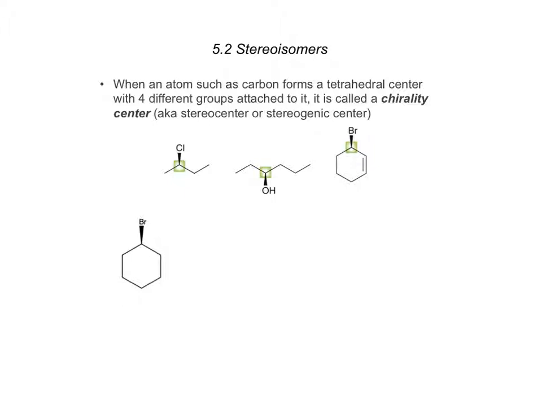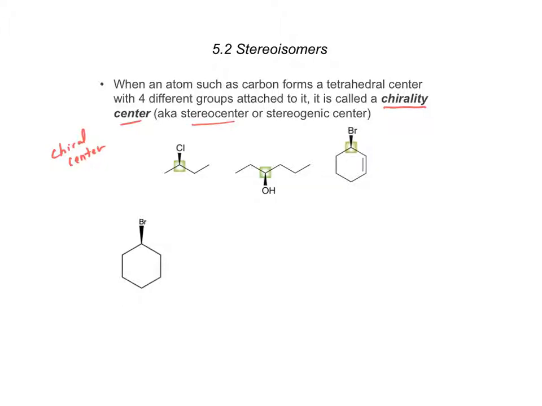Now, when we do have an sp3 hybridized carbon with four unique groups, we give that a specific name. We call that a chirality center or a chiral center. An old name for this that people have stopped using is a stereocenter. These are all super interchangeable names to denote the fact that you have an sp3 hybridized carbon with four unique groups around it.